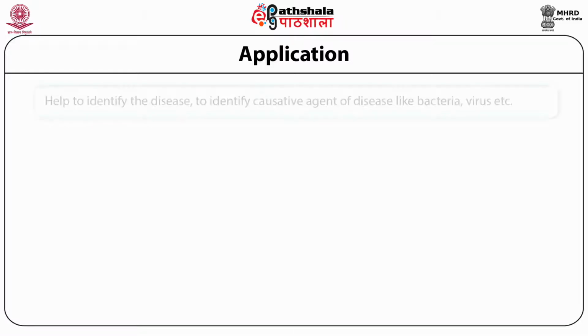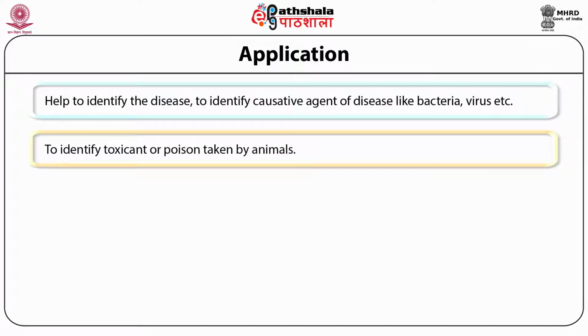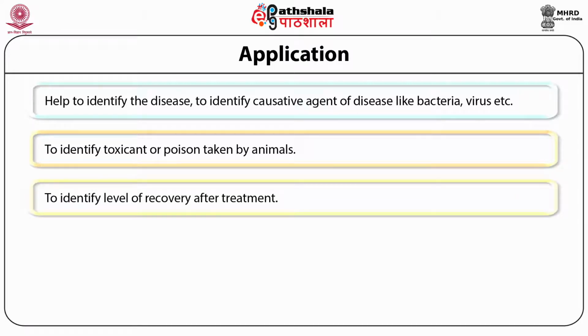They can be used to identify the disease. They can be used to detect the causative agent of disease, whether it is a bacterium, a virus, fungus, or protozoa. Biosensors or these biomarkers can be used to detect toxins and poisons taken by the animal. In addition, biomarkers can also be used to determine the extent of treatment efficiency. So how much recovery has happened after giving a particular treatment can be ascertained by using a specific biomarker.